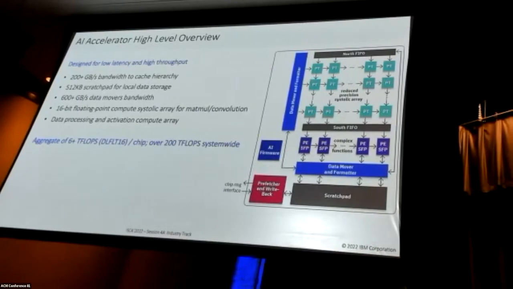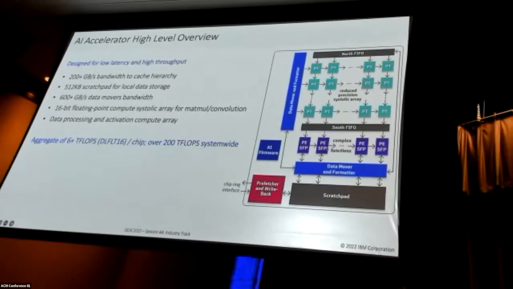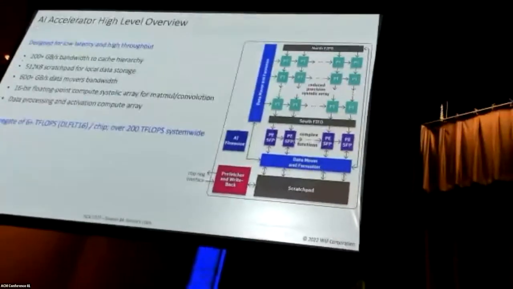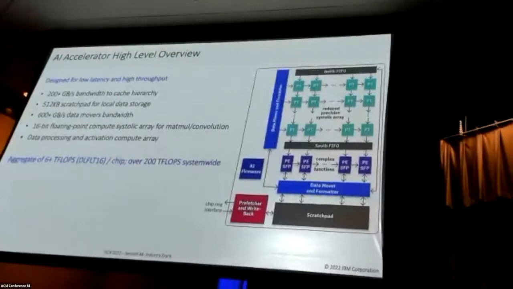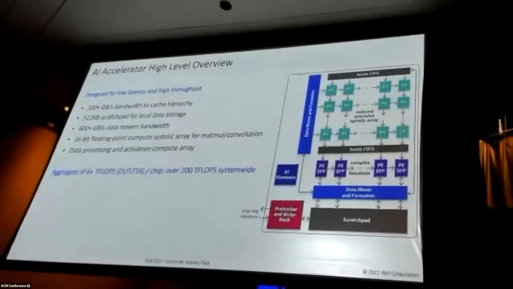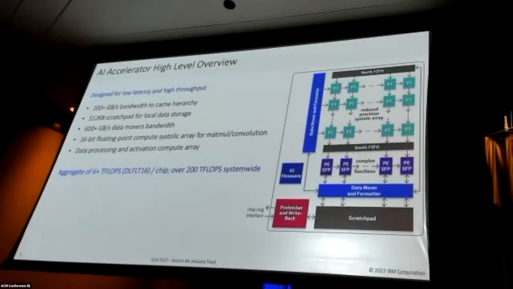That's why we have at the bottom further rows of specialty engines, which handle all the other functions very efficiently. In total, each of these accelerators has more than 6 teraflops of performance per chip. And with a full system, you get over 200 teraflops system-wide of performance.